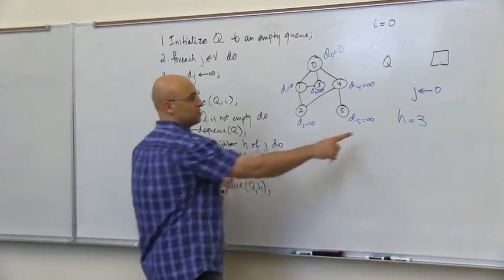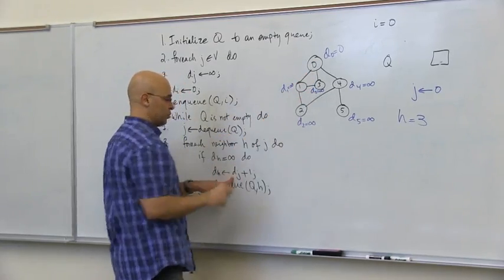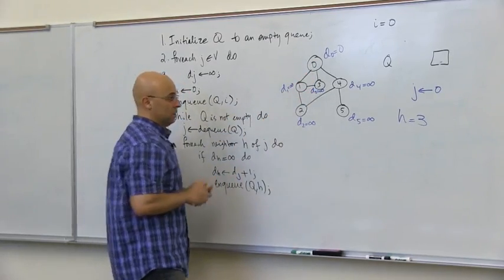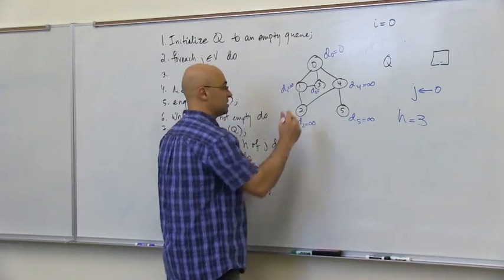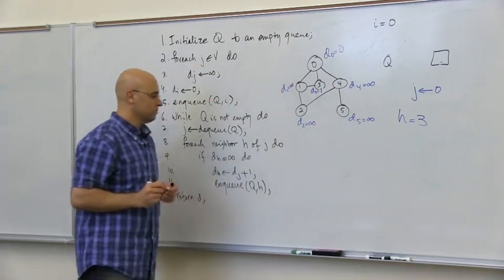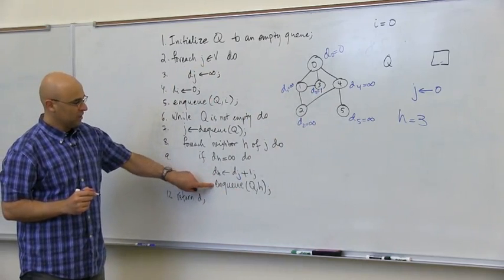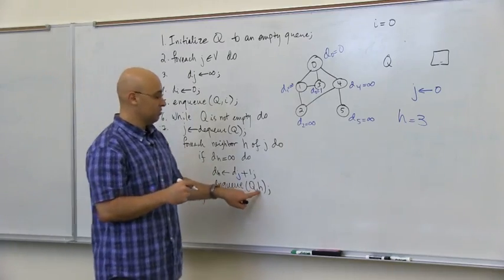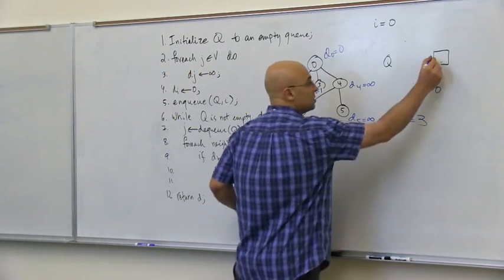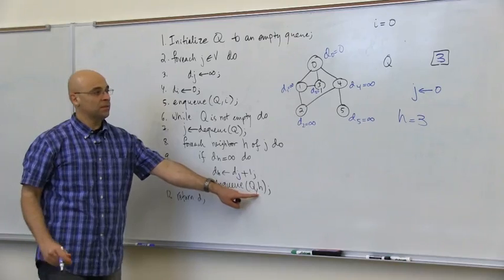Remember, j is 0. It's d0 plus 1. d0 is 0, so d0 plus 1 is going to be 1. So now d3 gets updated, and its distance is 1. Okay? Once we update the distance to node 3, we push that node into the queue. So now the queue, which was empty, gets node h. h is 3, so 3 goes into the queue. Okay? We are done with node 3.